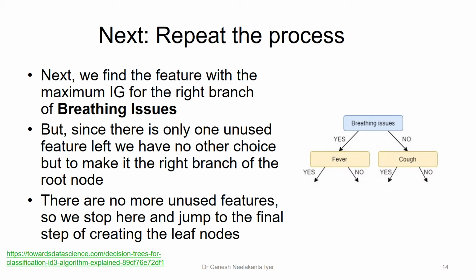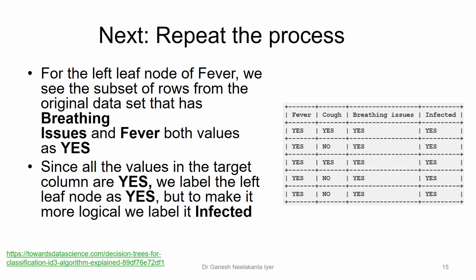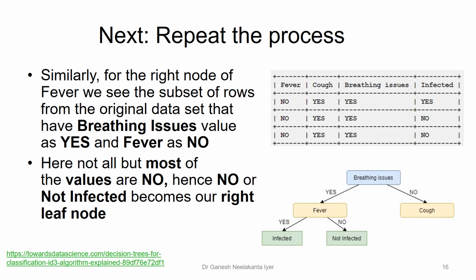Since there is only one unused feature, cough, see that when breathing issues is yes, irrespective of cough value, everyone is infected. So for the right side of the fever, we see a subset of rows from the original data. Again, most of them are infected when breathing issues is yes.